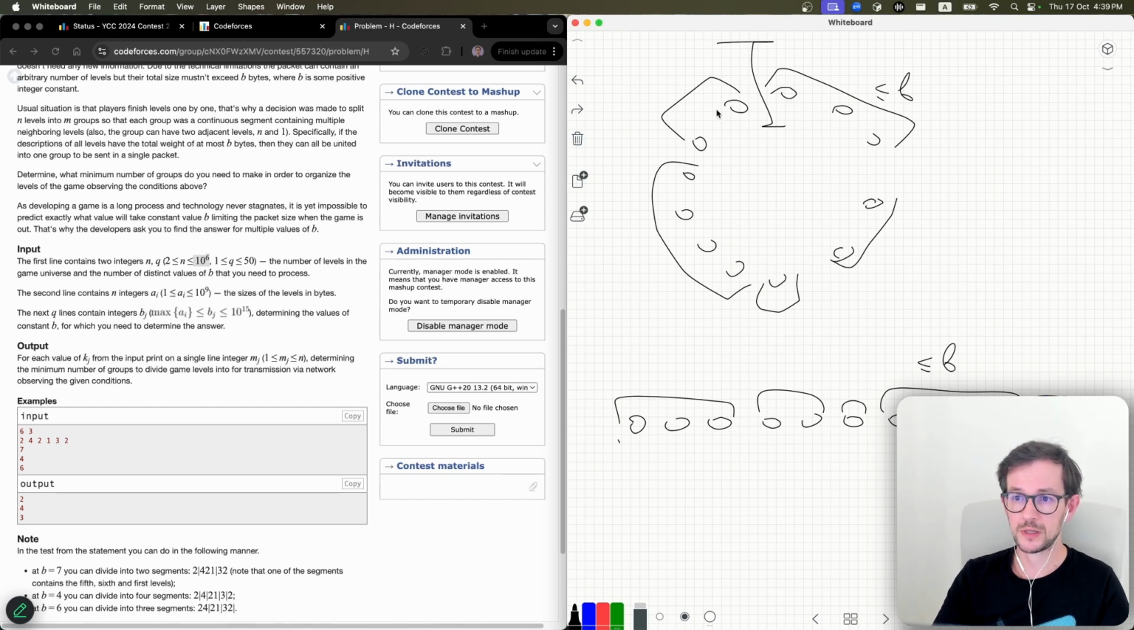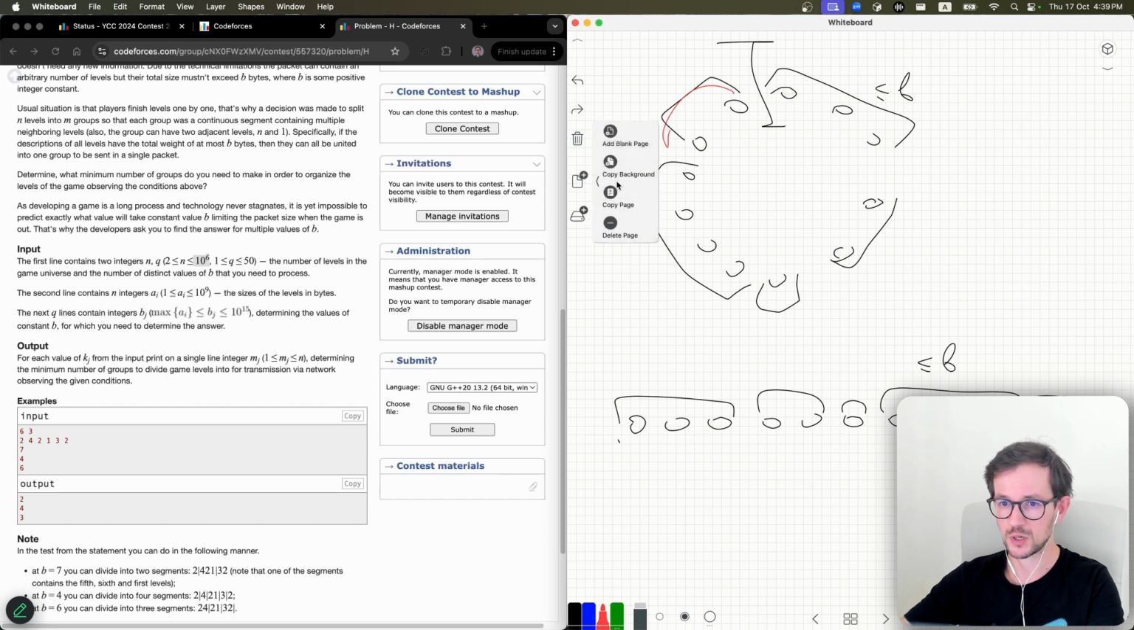Let's do it like this. Let's mark somehow, split somewhere, and calculate this sequence. Now, let's look at this smallest segment here. What was this? I have segment one. Let's do another one.